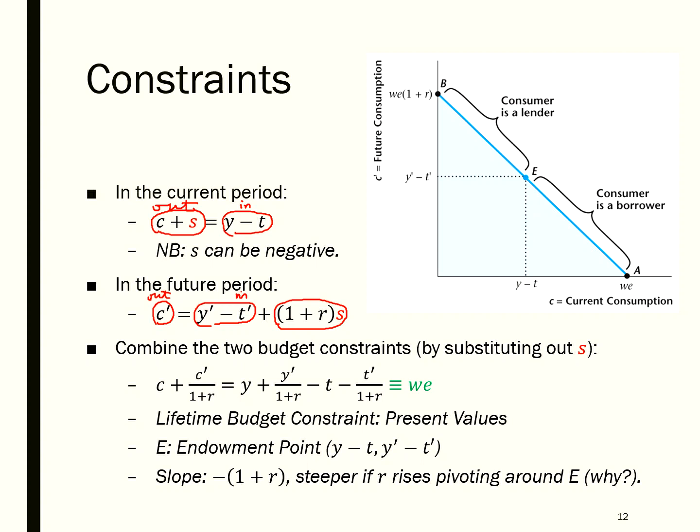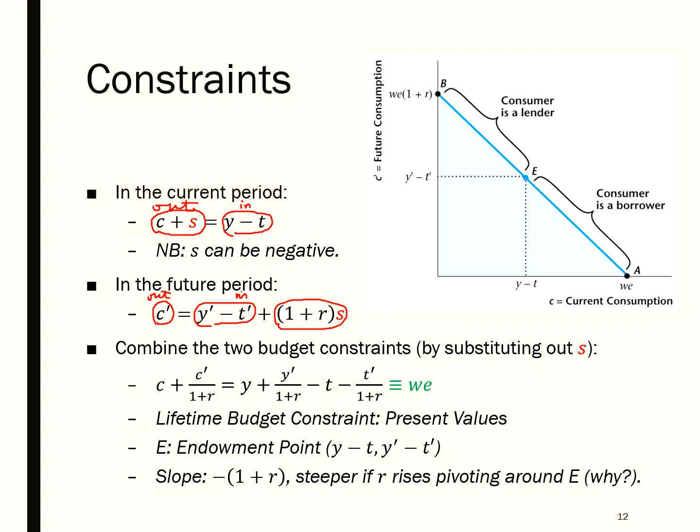It is straightforward that if there is no savings, S equals 0, then the consumption profile is stuck at the endowment point, Y minus T and Y prime minus T prime. This can be easily verified by substituting S equals 0 into the two budget constraints.